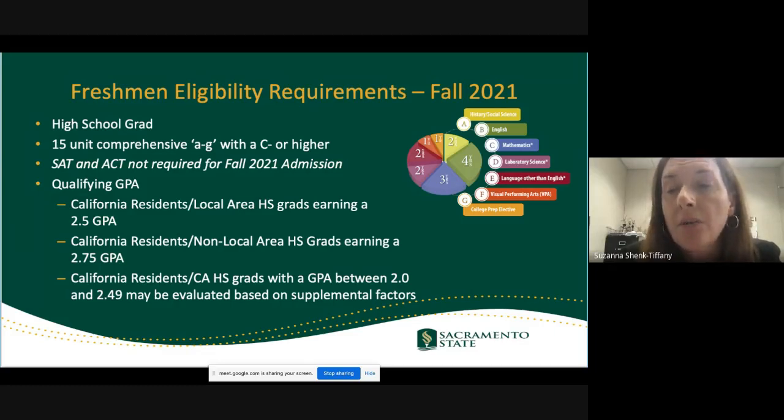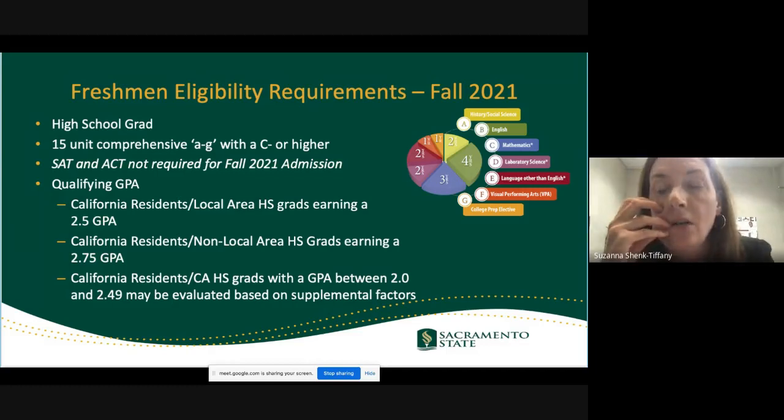You may also not realize that it says 2 years of history, social science. So for us, that's world history and US history. Then you'll see a category G is college prep elective. That's where our government and economics fall under, okay? So you all don't have just 15 units of A through G. Most of you probably have like 20, 25 units of A through G, just because of all the extra arts classes or extra classes that you've taken.